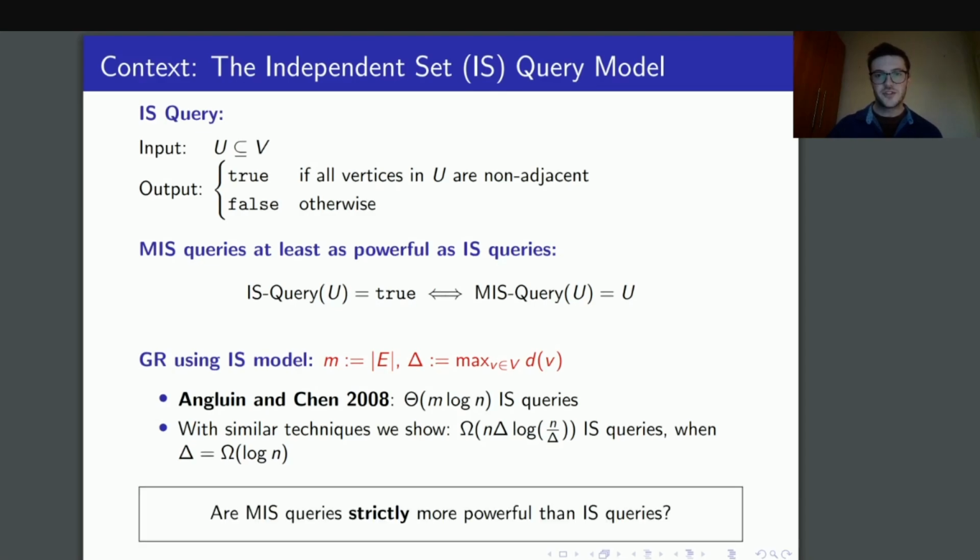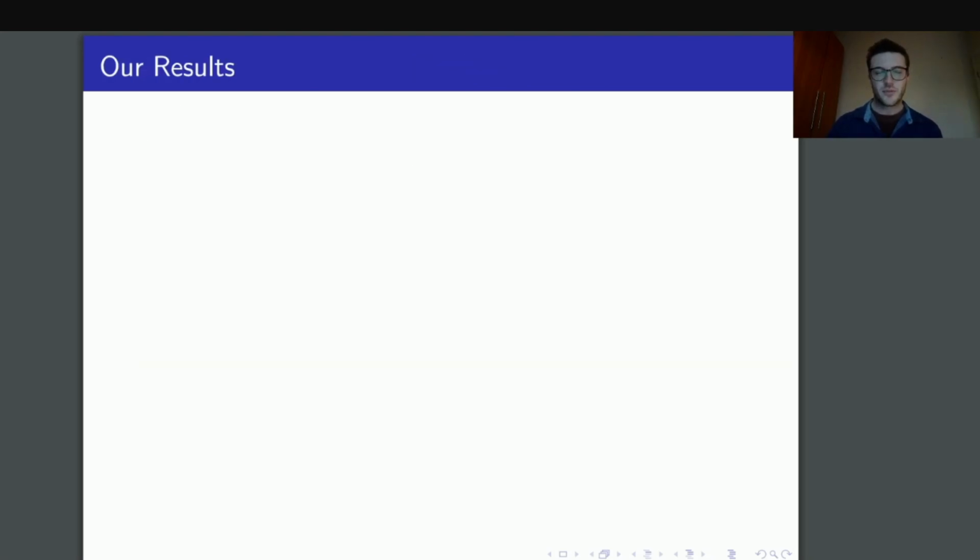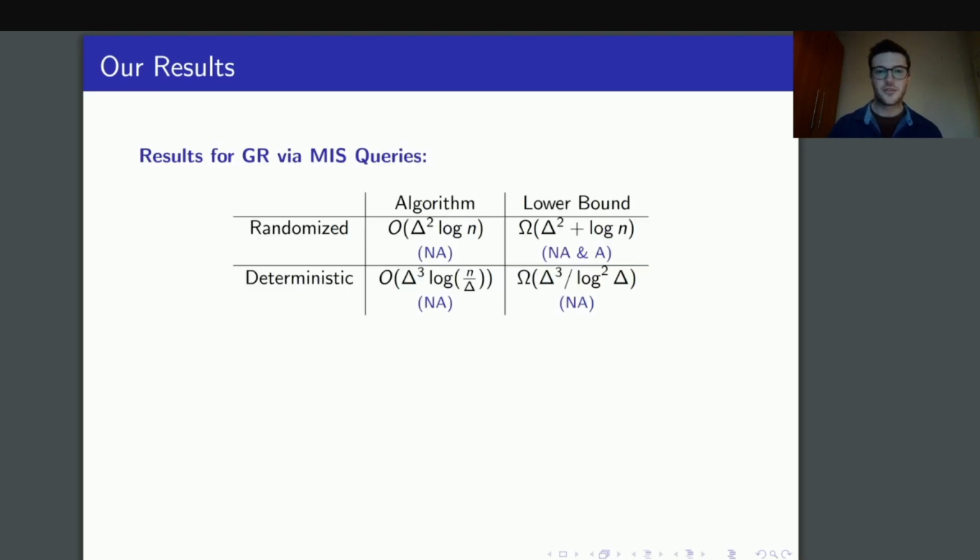So we know that maximal independent set queries are at least as powerful as independent set queries. So our key motivation is to understand if maximal independent set queries are strictly more powerful than independent set queries. In our paper, we present two algorithms and two lower bounds for reconstructing a graph using maximal independent set queries. We present a randomized algorithm that requires big O of delta squared log n, where delta is the maximum vertex degree, maximal independent set queries for graph reconstruction with high probability. And we present a deterministic algorithm that requires big O of delta cubed log n over delta maximal independent set queries.